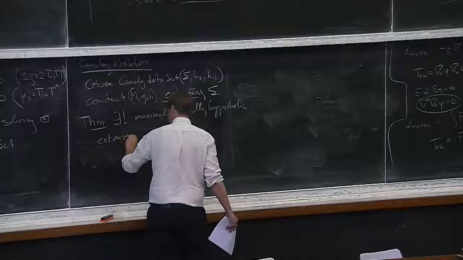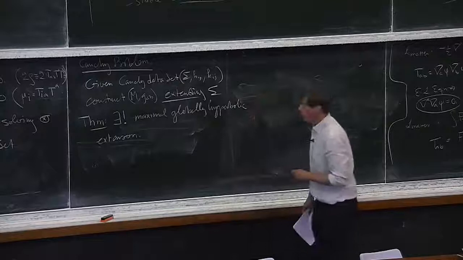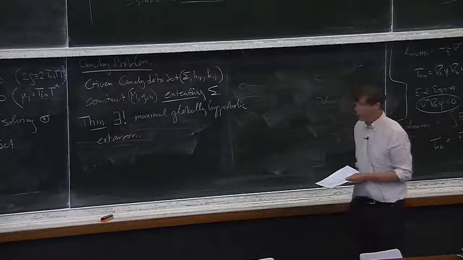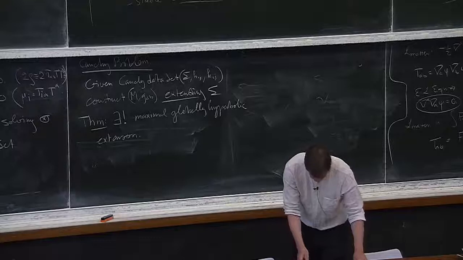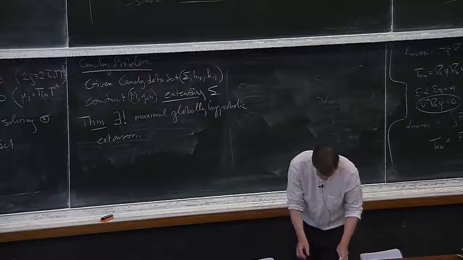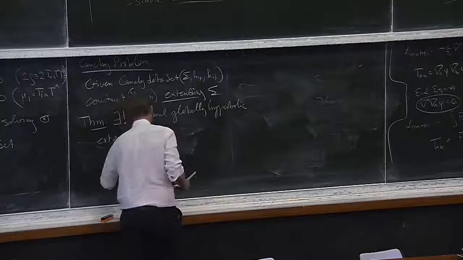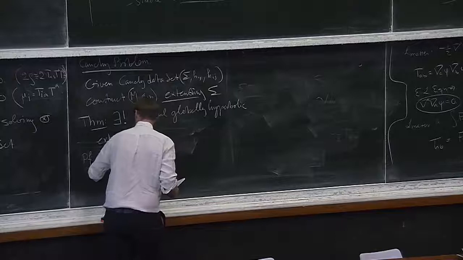So this is the solution of the Cauchy problem, and this was proven by Madame Choquet-Bruhat and Geroch in 1969, and this uses this reduction technique that goes back to the work also of Madame Choquet-Bruhat in 1952, and so I will sketch the idea of the proof, because this is somewhat important.